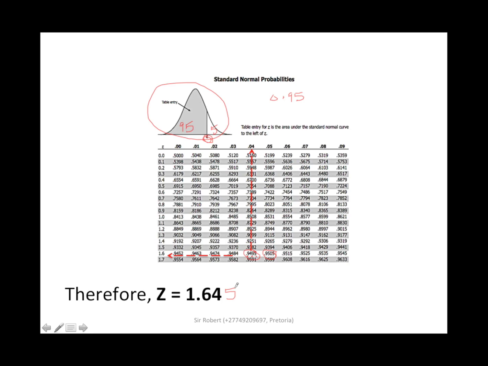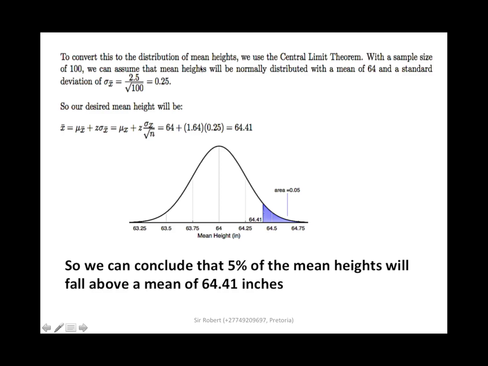So now, to convert this distribution of means, we use the central limit theorem. With a sample size of 100, we can assume that the means will be normally distributed with a mean of 64 and a standard deviation of 2.5 divided by the square root of 100. So the standard deviation is 2.5 over the square root of n, the square root of 100, which gives you 0.25.